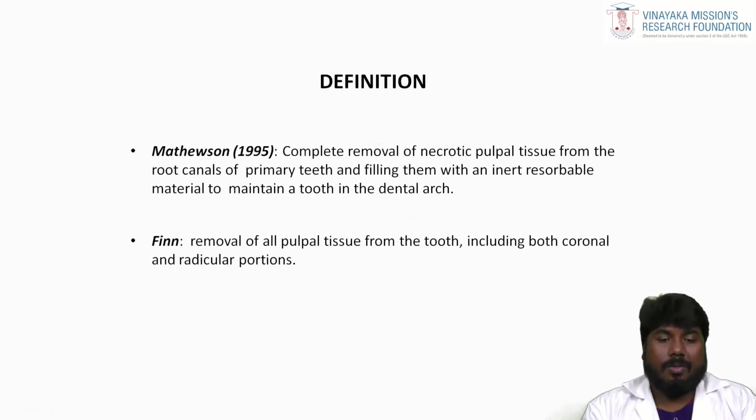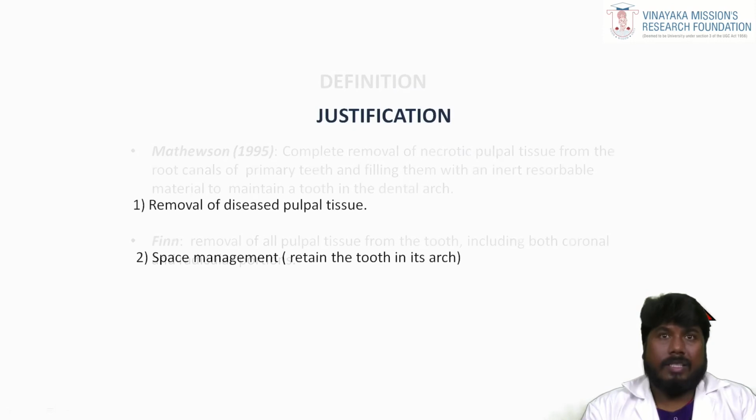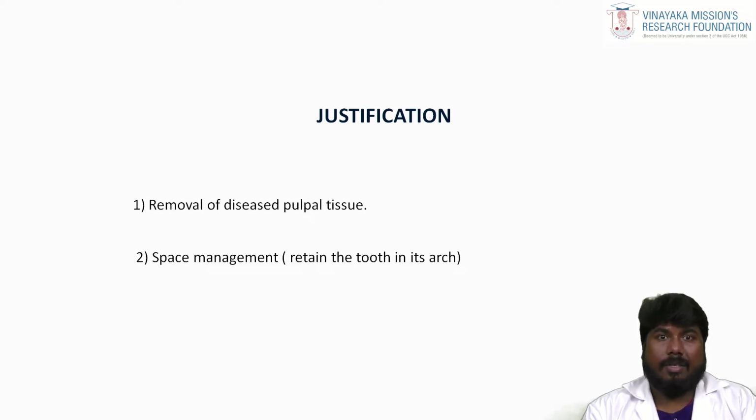Definition, according to Mathewson in 1995: a complete removal of necrotic pulp tissue from the root canal of the primary teeth and filling them with an inert resorbable material to maintain a tooth in the dental arch. According to Finn: a removal of pulpal tissue from the tooth including both coronal and radicular portion. Justification, why we need to do pulpectomy? As I said earlier, removal of the diseased pulpal tissue and to maintain the tooth in its arch as a natural space maintainer.